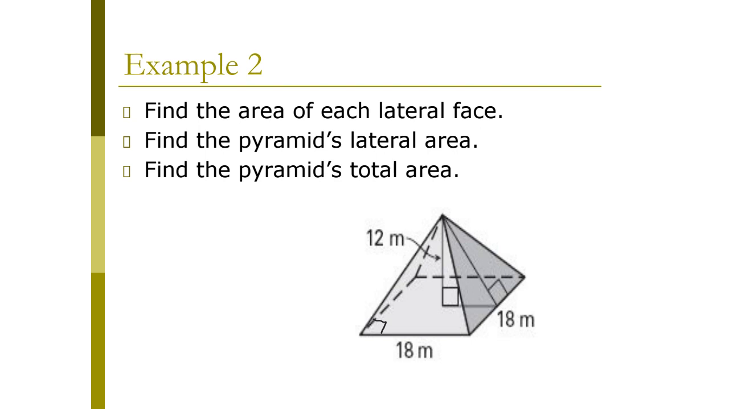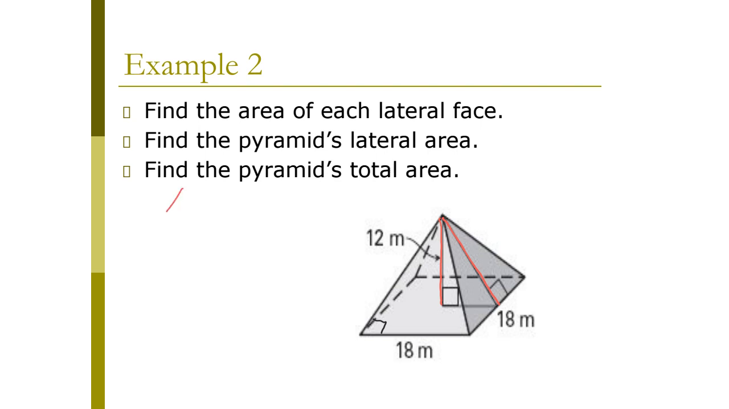Alrighty, so we've got three parts. Find each lateral face. Remember, our lateral faces are going to be triangles with a pyramid. Find the pyramid's lateral area, so add those all up. And then the total area, add the base in. Okay, so a lateral face is going to be a triangle. Well, let's see if we can figure out what's going on. I've got 12 for my height. If I'm going to get the area of the triangle, I'm going to need that one right there, because that's what's perpendicular to this base here, right?